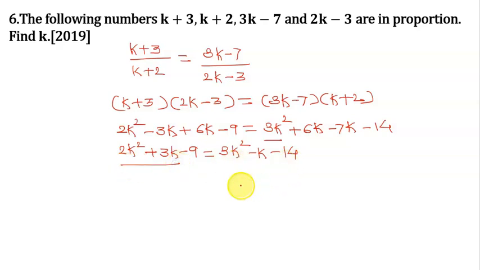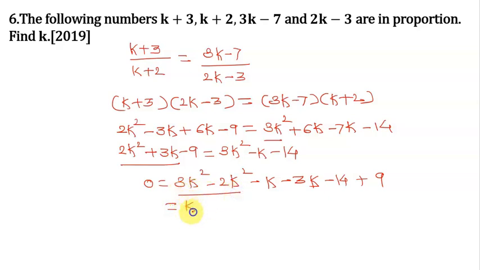Now shift this to the right hand side, you will get here 0 equals 3k square minus 2k square, minus k and minus 3k, minus 14 plus 9. And after subtraction, you will get k square minus 4k minus 5 equals 0. Now this is a quadratic equation, k square minus 4k minus 5 is equal to 0.